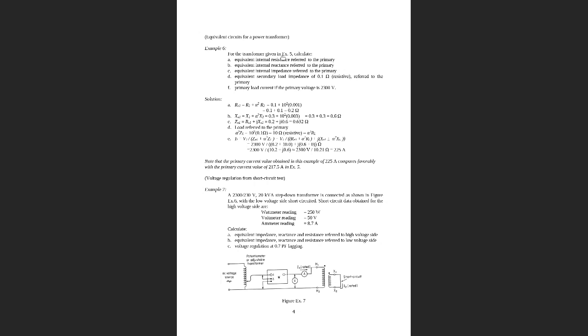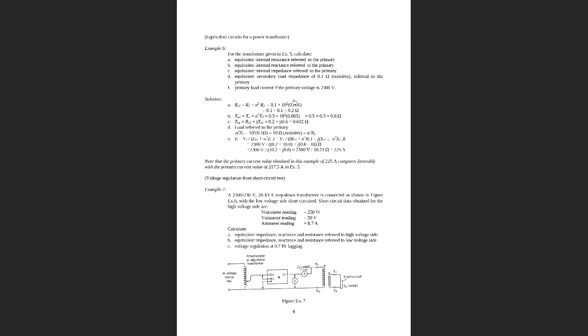For the transformer given in example 5, calculate A, the equivalent internal resistance referred to the primary, B, the equivalent internal reactance referred to the primary, and C, the equivalent internal impedance referred to primary. Okay, pay attention to the wordings here. D, equivalent secondary load impedance of 0.1 ohms resistive referred to the primary. And F, primary load current if the primary voltage is 2,300 volts.